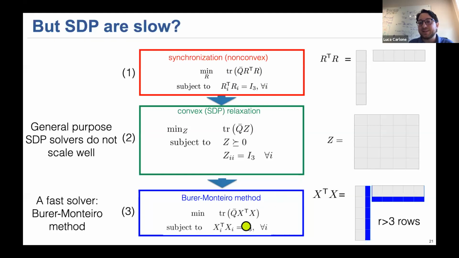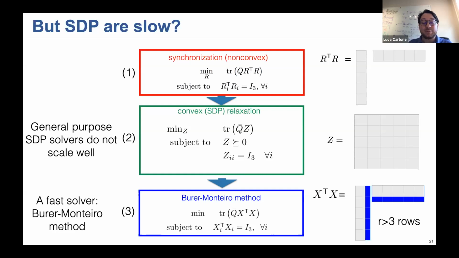But here the trick is that the x is a little bit larger. So instead of having 3 rows, we'll have many more rows. We'll have 5, 6 rows. And the insight here is that if this number of rows is large enough, you can prove that a local solver applied to this problem will give you the optimal solution to the SDP relaxation, which is something that I'm trying to formalize in the next slide.